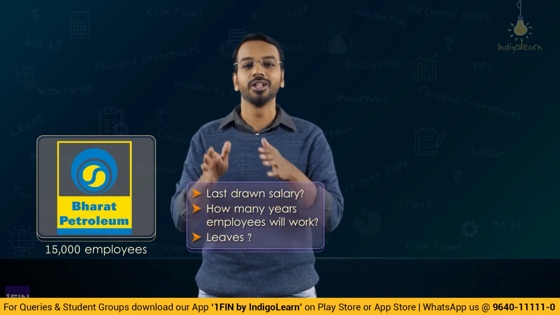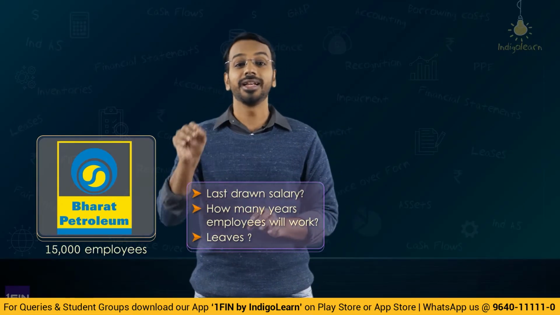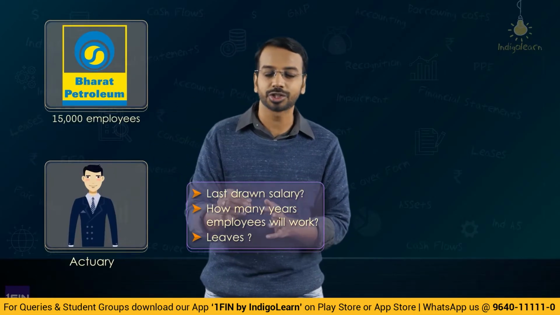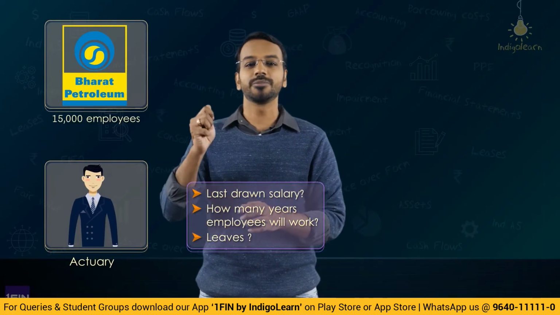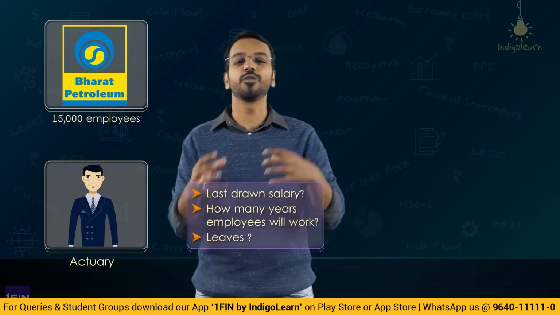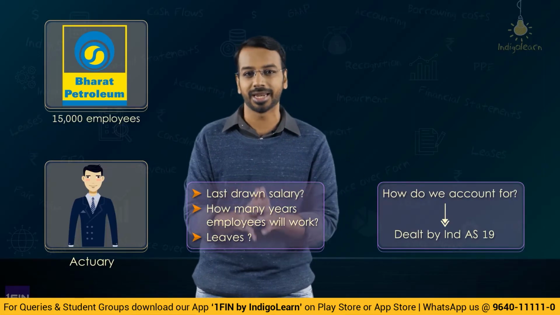We are not here to calculate those things for the company. That will be done by an independent professional called actuary. Okay, so there will be actuarial valuation. There will be a professional who will be estimating all of these things. What we are interested is, how do we account for these things? That is what is covered as a part of Ind AS 19.